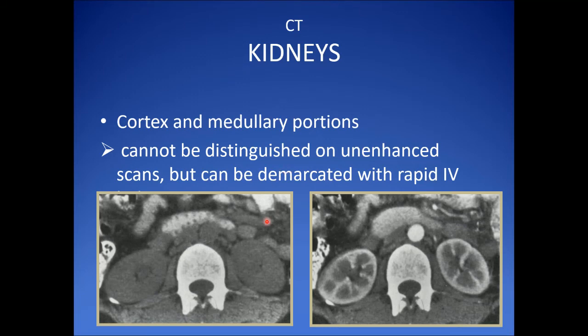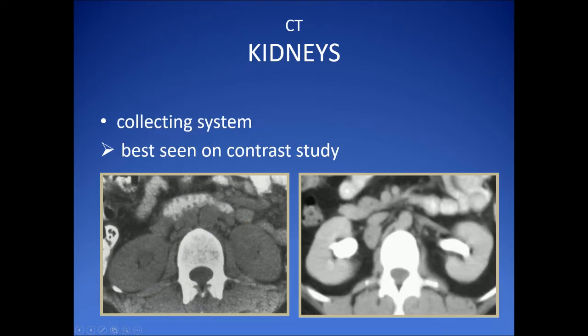So in CT, we also start with a plain CT and also with the contrast examination. So you can easily distinguish the cortex and the medullary portions in the contrast examination. Okay, so this is plain and the contrast. So the collecting structures can also be seen well in the contrast examination.